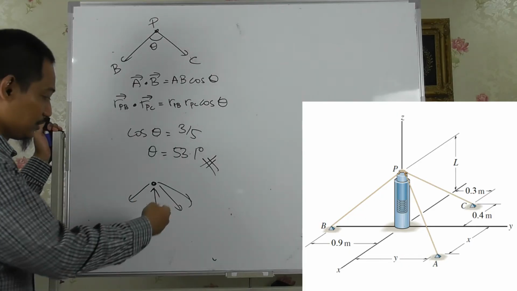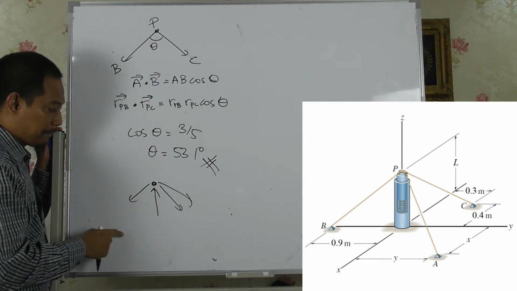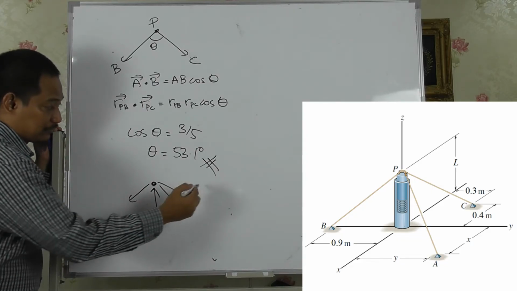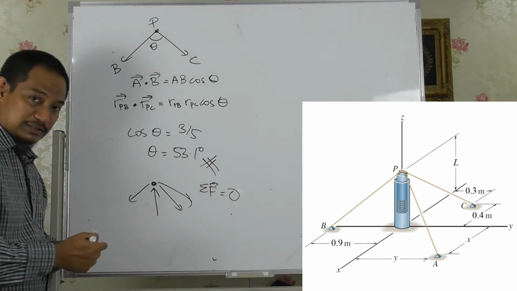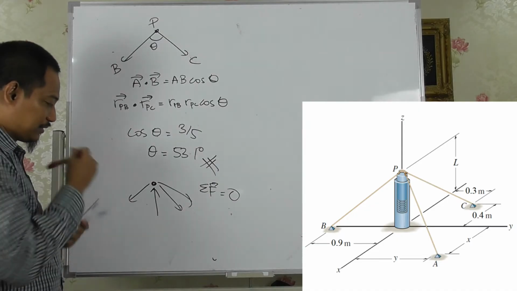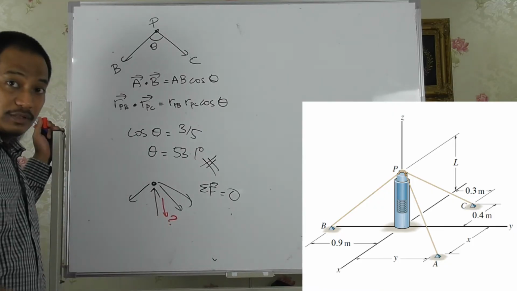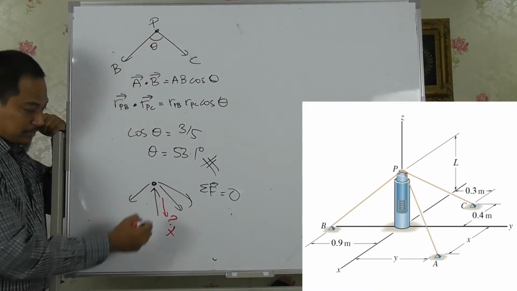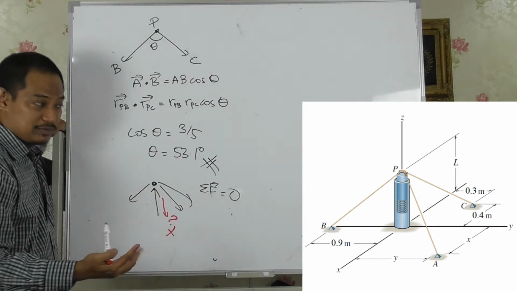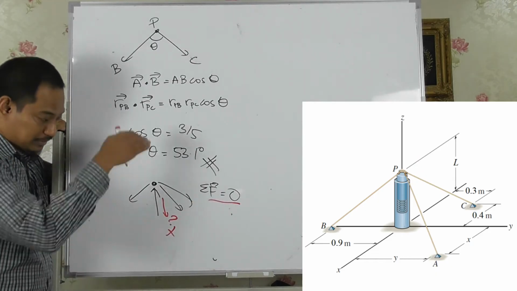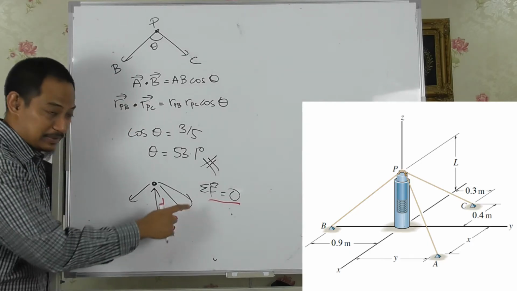The cable cannot push the particle. So for equilibrium, for summation of forces equal to 0, is it possible that this force from the spring goes down? If you understand, you will know that this is not possible, right? Because if everything is down, nothing is going up, it is impossible to have equilibrium. Everything is pulling down, nothing is holding it up, it will fall down. It will not be in equilibrium.